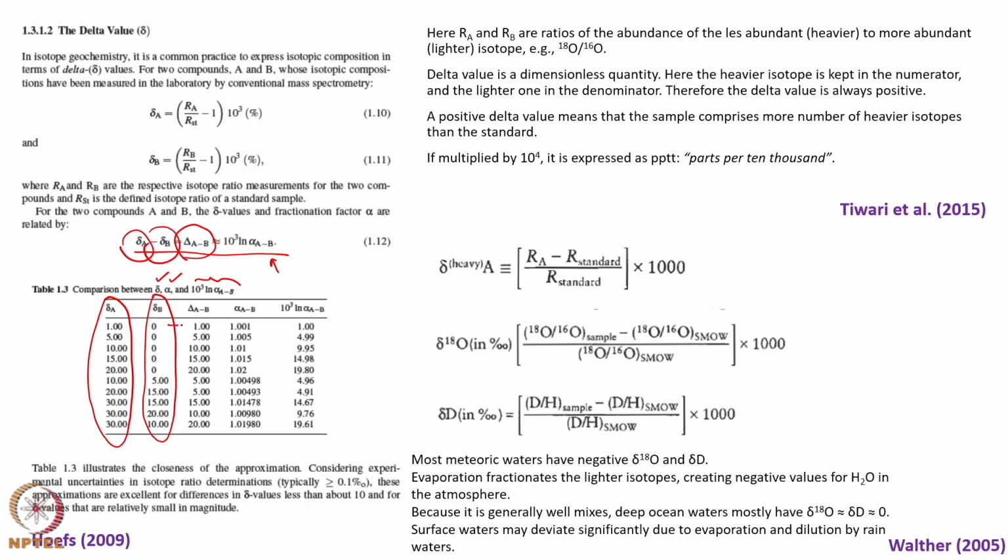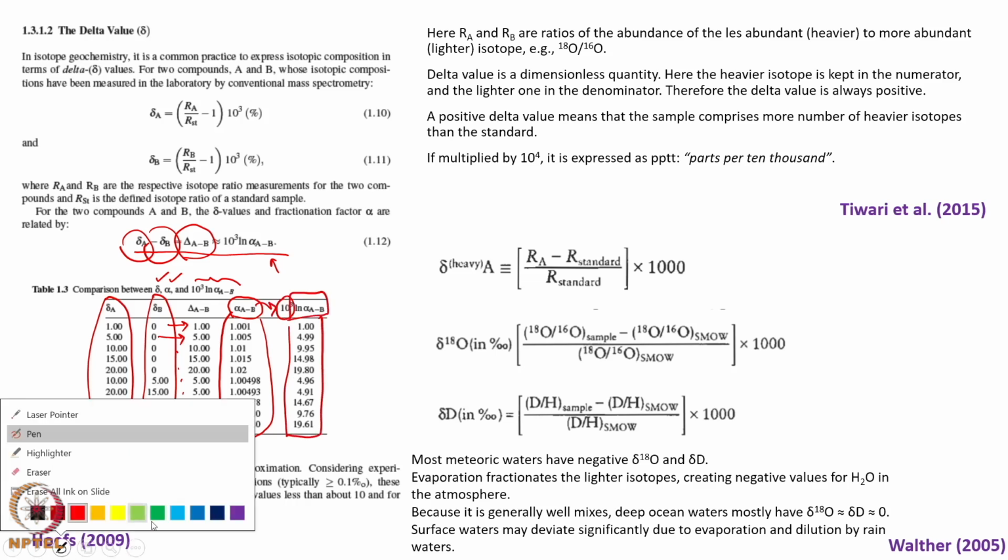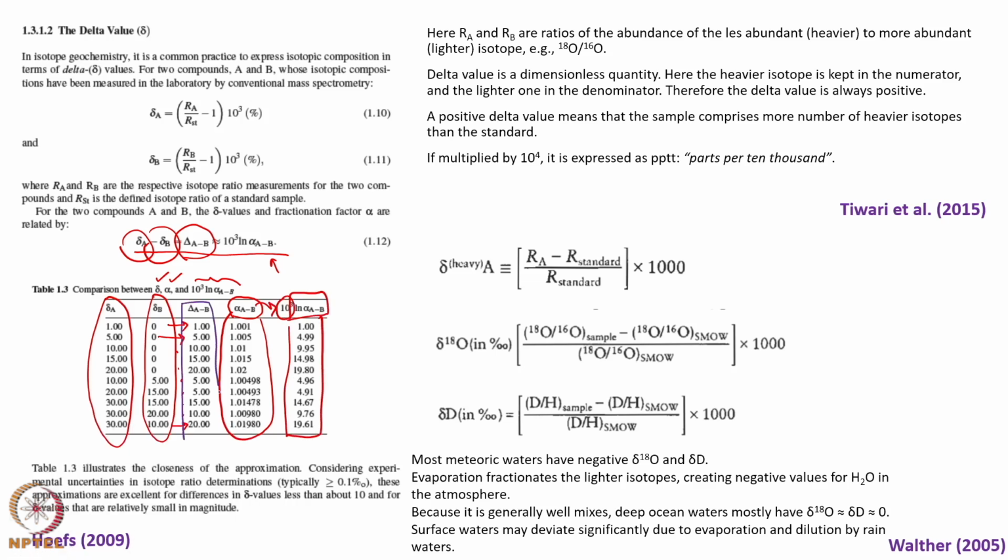So, 1 minus 0 is equal to 1, 5 minus 0 equal to 5, and in this way as you go down, 30 minus 10 is equal to 20. Now, from experimental means alpha A dash B has also been obtained. This is now multiplied by 10 cube and then this table is produced. Now, we want to compare delta A dash B and this table's values.